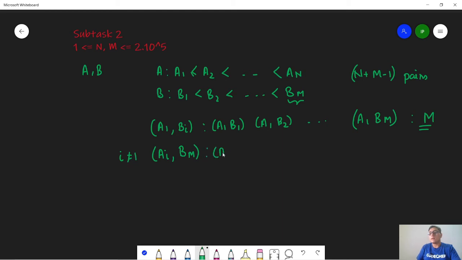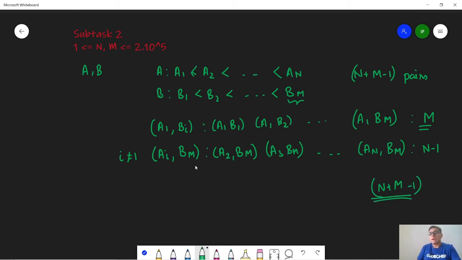We will get A2 BM, A3 BM, till AN BM. So these are all n minus 1 pairs. So the total number of pairs that we took is n plus m minus 1, as required in the answer.